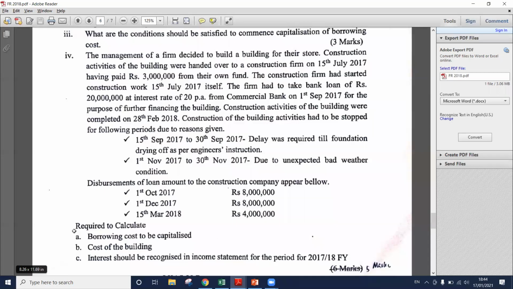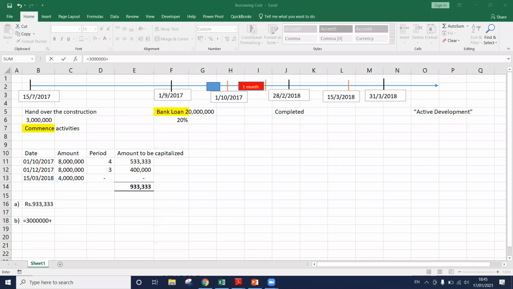Right? As on the same date where we are handing over this construction, we have incurred 3 million. And apart from that, what? Right? On 1st of October 2017, taking a bank loan is not related to the asset. Then what happens? What is the double entry? Cash account debit, bank loan, the liability account credit. Right? It does not form a part of the asset.